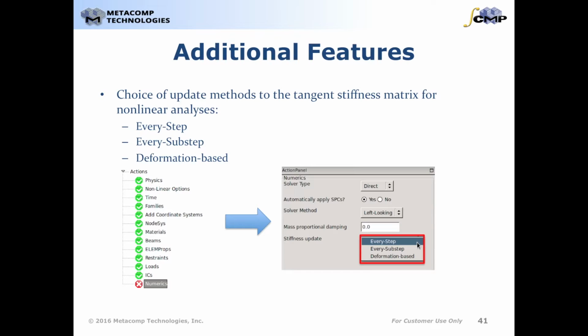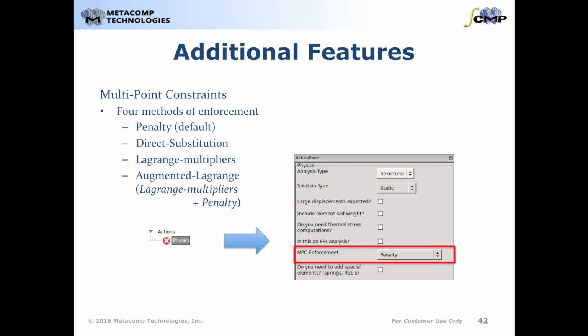Additionally, for nonlinear analysis, the user has a choice of update methods to the tangent stiffness matrix, where the stiffness matrix is updated every step, every substep, or is updated based on the deformation. Multi-point constraints. CSM++ offers 4 methods of enforcing multi-point constraints: the penalty method, which is the default, a direct substitution method, Lagrange multiplier method, or an augmented Lagrange multiplier method.